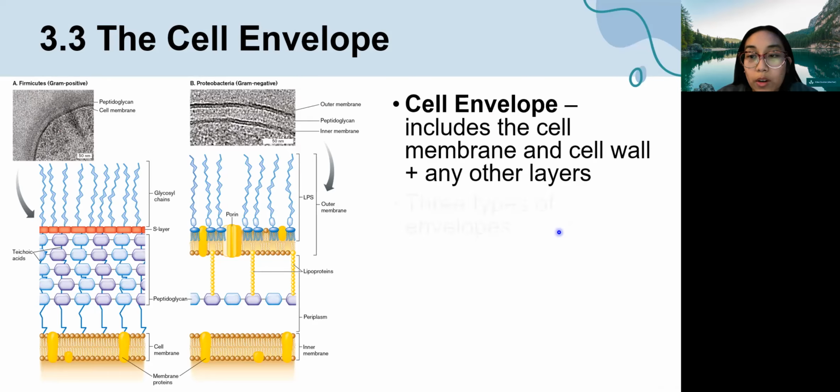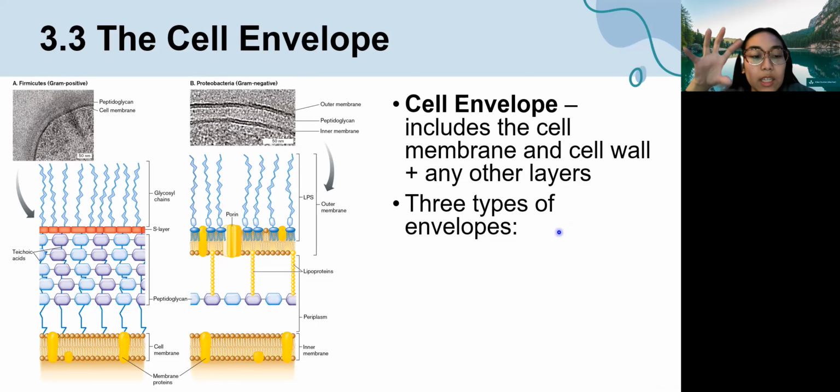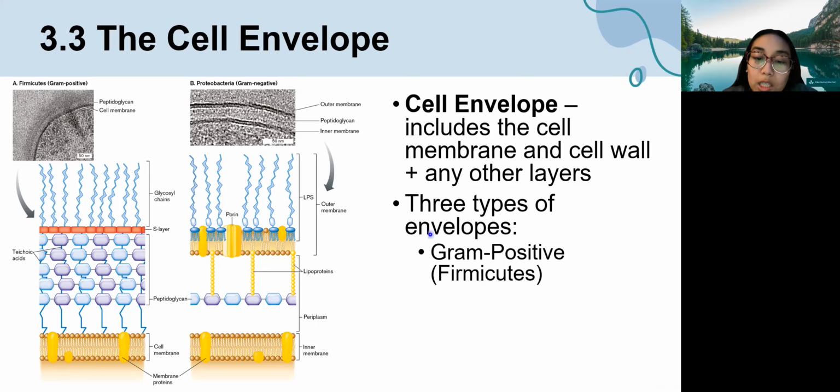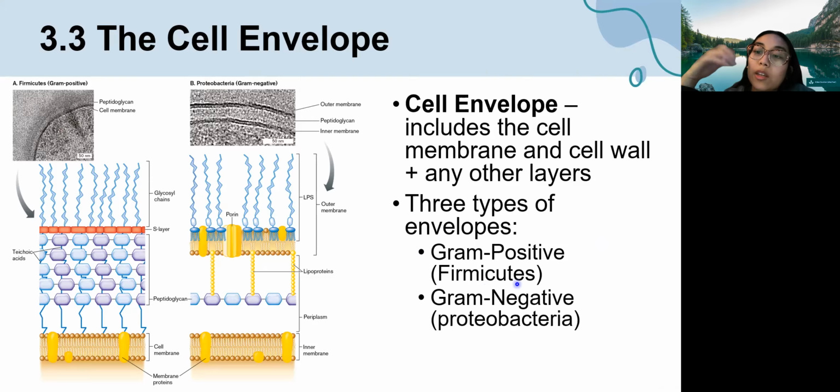And so there are 3 types of envelopes in the bacterial world, meaning that there are, I guess, 3 groups of bacteria that have 3 different types of cell envelopes. So we're going to talk about each of the 3, but these are the 3. So we have gram-positives, which are also called the firmicutes. They have a very specific type of cell envelope structure. And then gram-negatives, which are the proteobacteria. They also have a specific type of envelope structure, and then finally the mycobacteria. So we'll talk about each of these 3 in the next 3 slides.